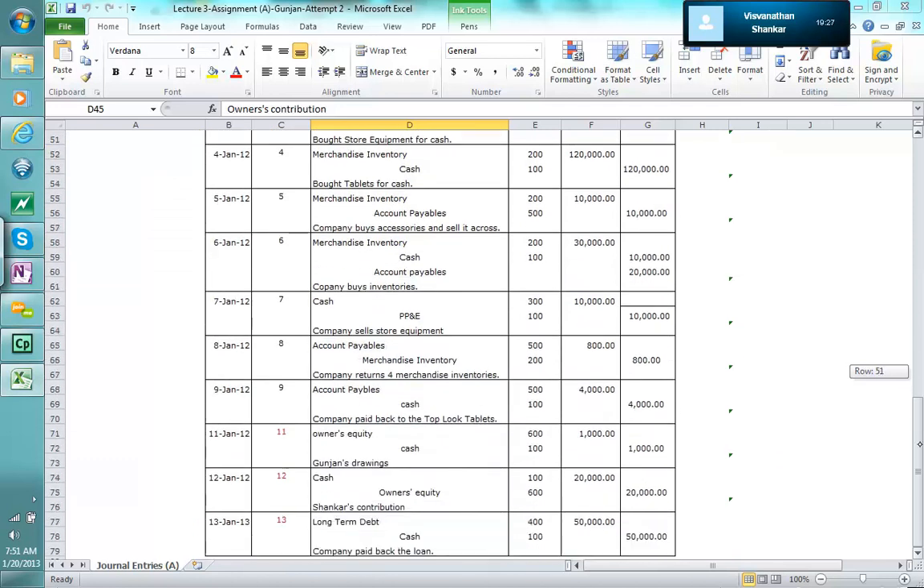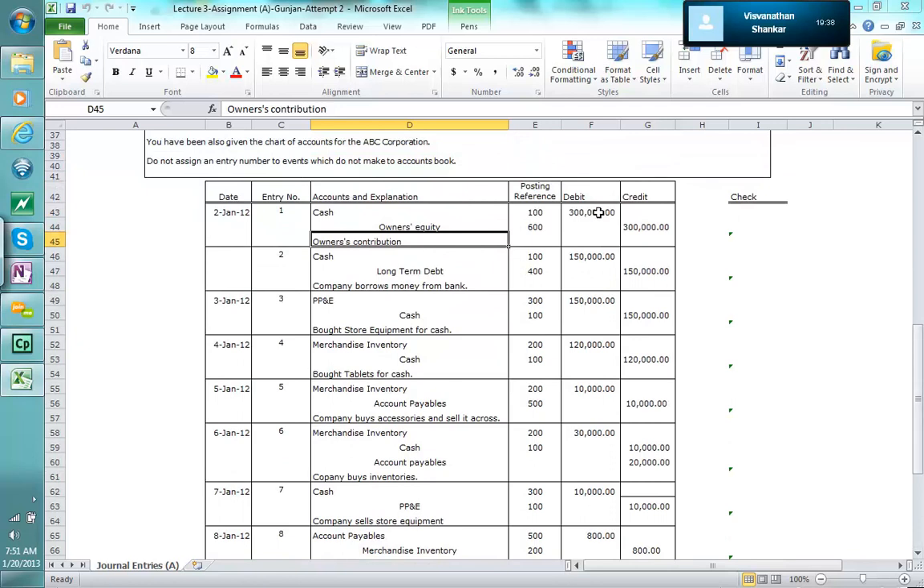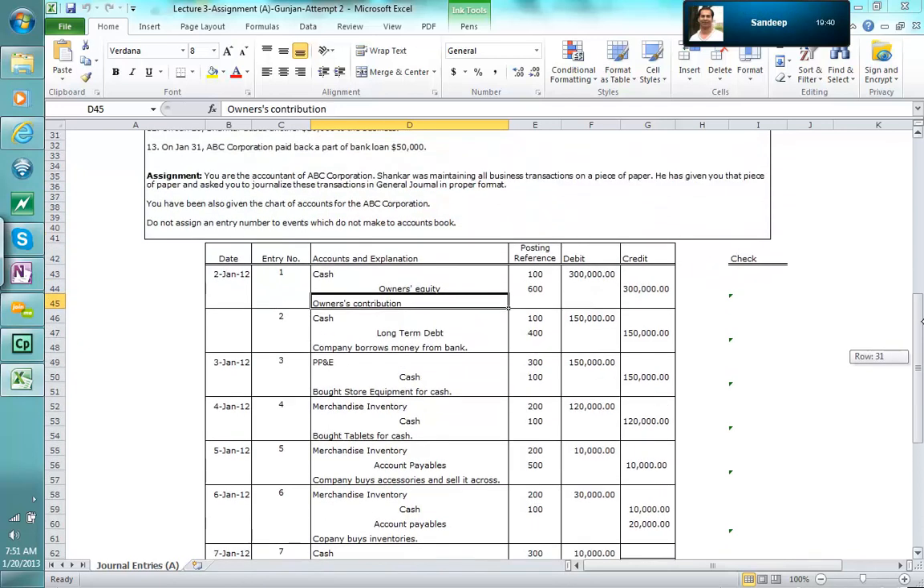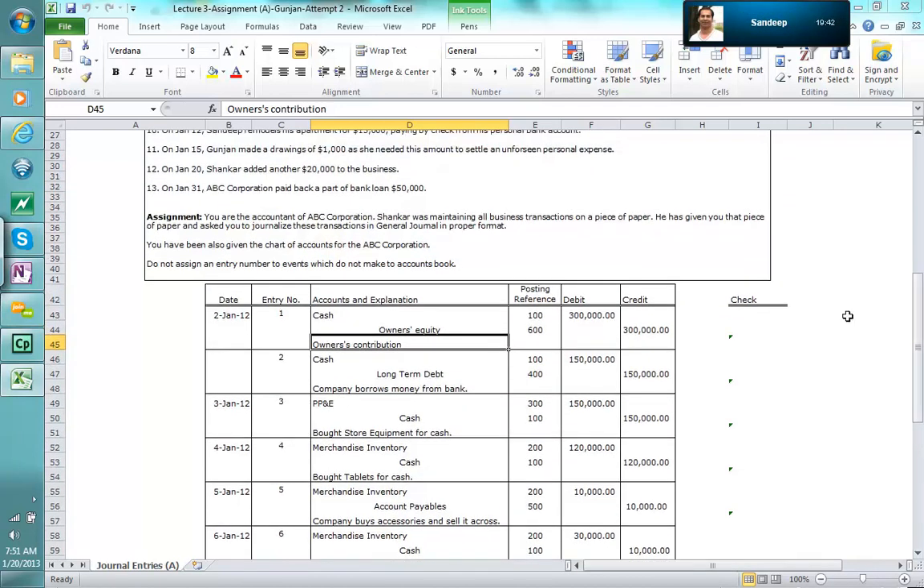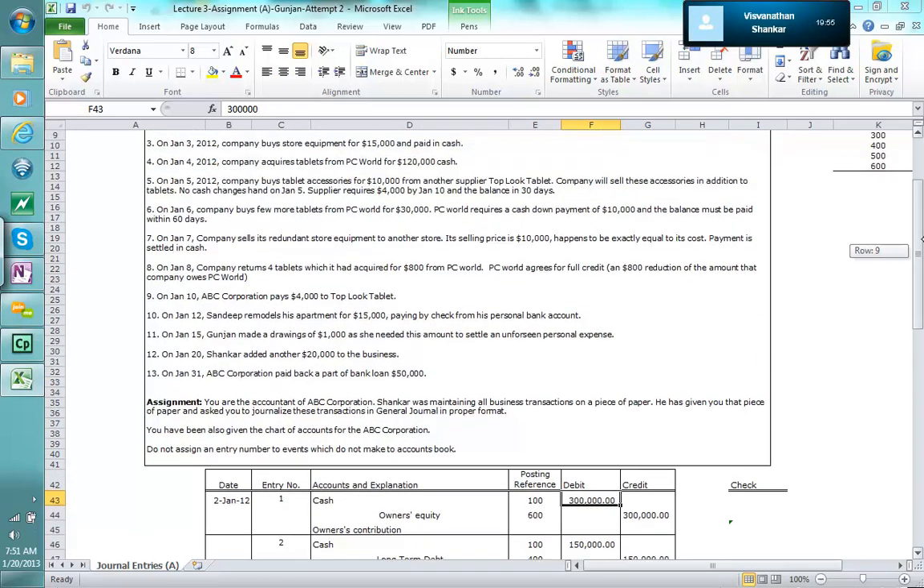Is there any doubt in this one? The assignment was very straightforward. If you really look at it, the plus and minus convention is very clear to you: what is plus, what is minus, and then you are able to say debit and credit. Then it is just a mechanical process. Once you understand, you identify the accounts to which it will be posted, and whether it will be a debit entry or a credit entry. Okay, let's walk through a few of the transactions.